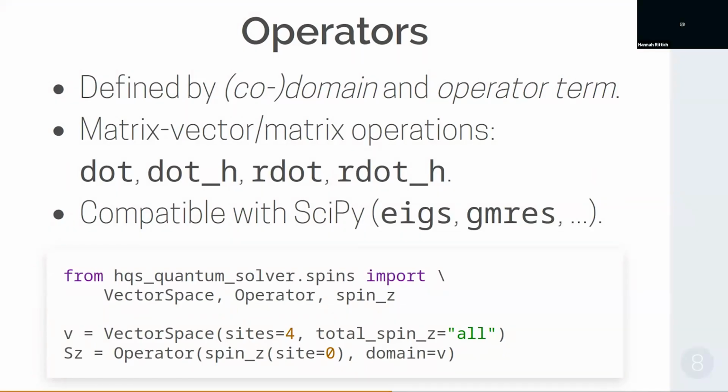If you have constructed the operator, it will provide you with matrix, matrix-vector, or operator-apply-to-a-vector and operator-apply-to-a-matrix methods. And furthermore, the Quantum Solver operators are compatible with SciPy, so you can use the eigs function, for example, directly with the Quantum Solver. I need to take a sip.